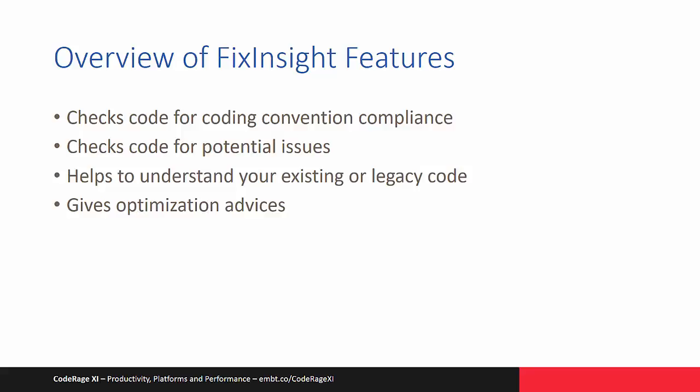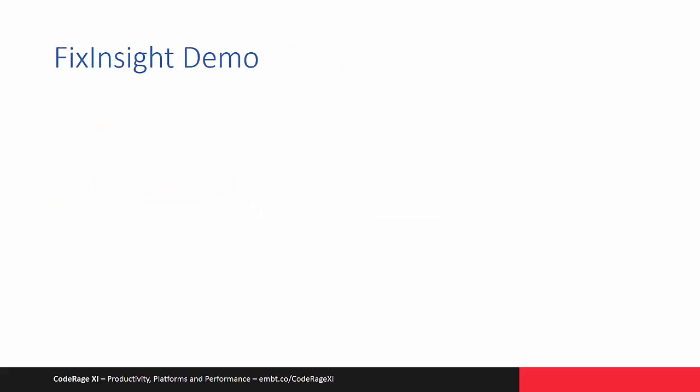FixInsight is a static analysis tool for Delphi. You can think of it as a compiler extension that lets you instantly find issues in your code. It's user-friendly and integrated seamlessly in Delphi, and it outputs its messages in the familiar messages window. It is absolutely easy to use. FixInsight can check your code for potential critical issues. Also, it can check your code for coding convention compliance. And finally, it can even give you some simple optimization advice. Now I will show you several examples. Let's see how it works.